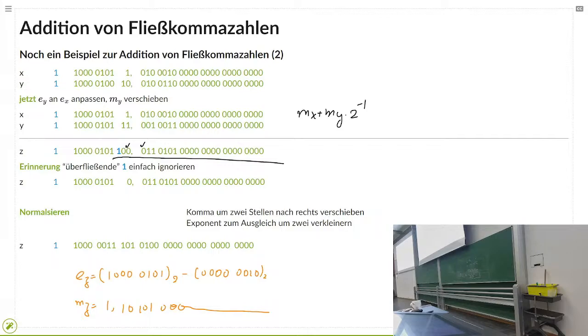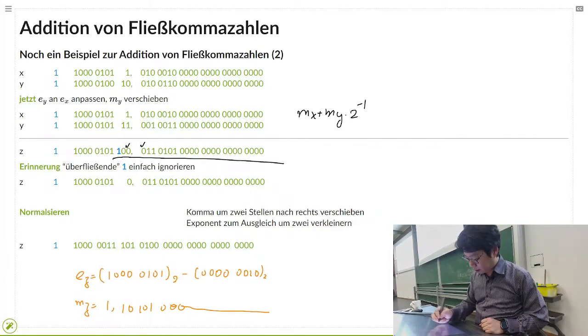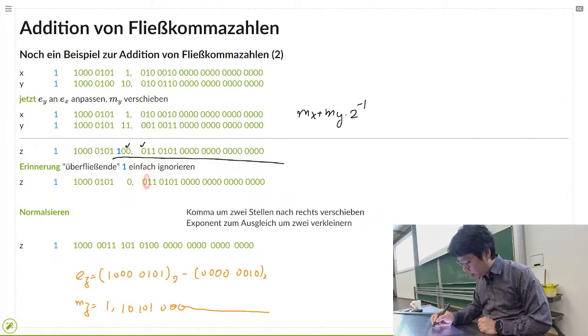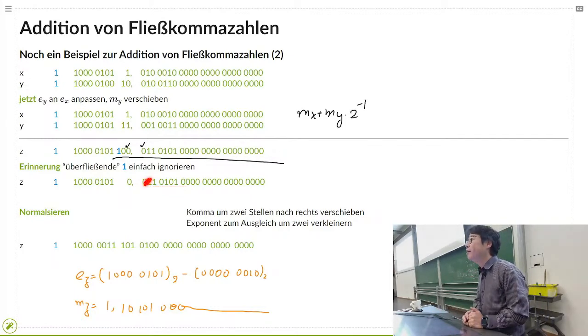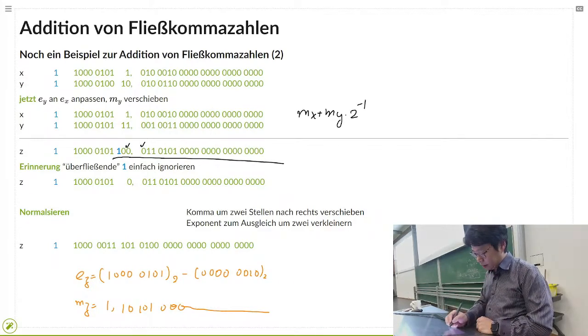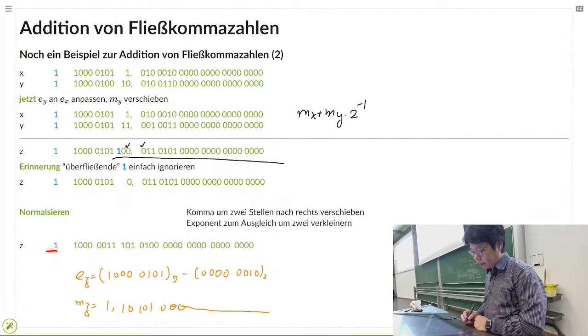And with that, what we need to do is to make our ez minus 2, and mz is exactly the number we just talked about. And when you write it down, remember to take out this nice one here. So the mantissa you see in the representation is 1, 0, 1, 0, 1, representing that this 1 is actually ignored, right? So, therefore, look at this. Z is 1.